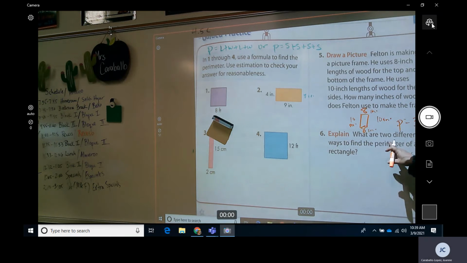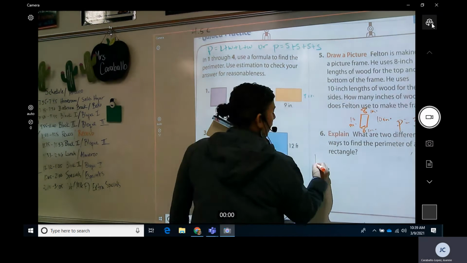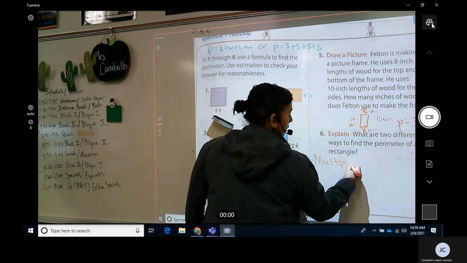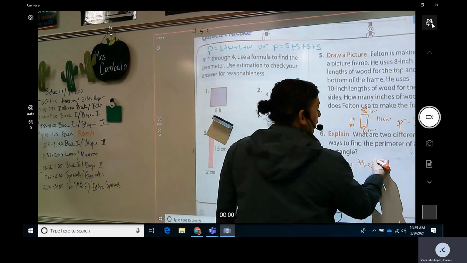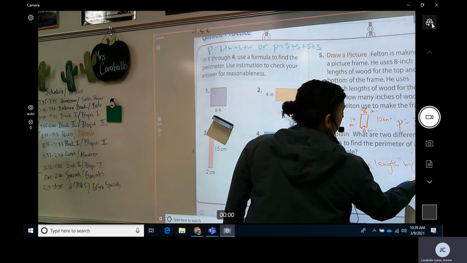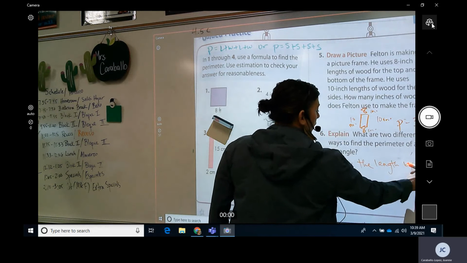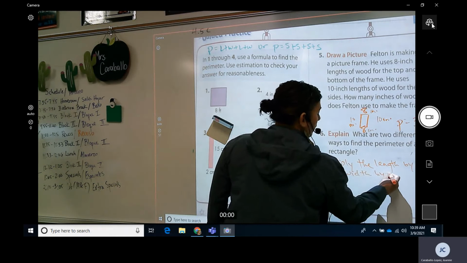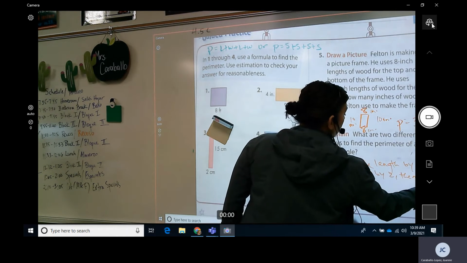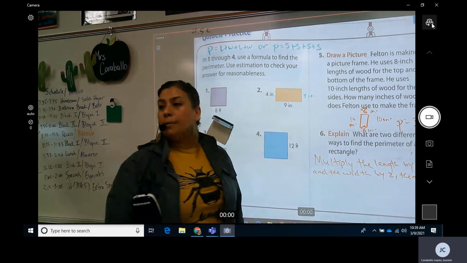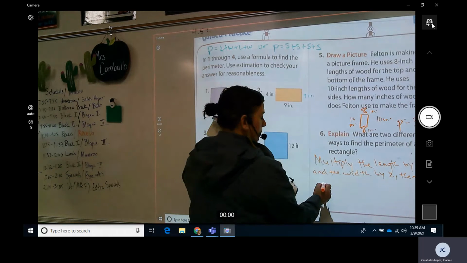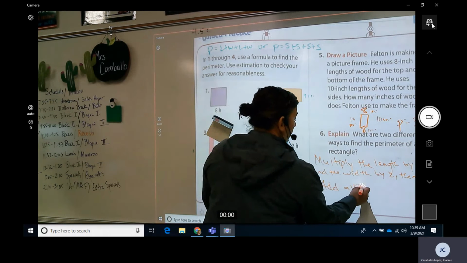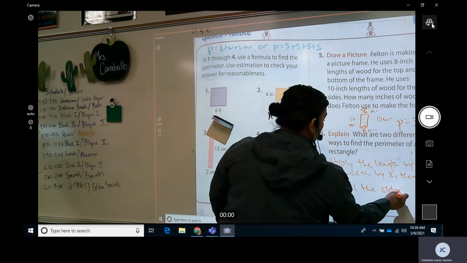All right, on number 6, what are 2 different ways to find perimeter of a rectangle? What's one way that you can do? Yes. You can multiply the length by 2, and the width by 2. Then add all. What's another way that I can find my perimeter? Add all the sides. That's it. Simple.